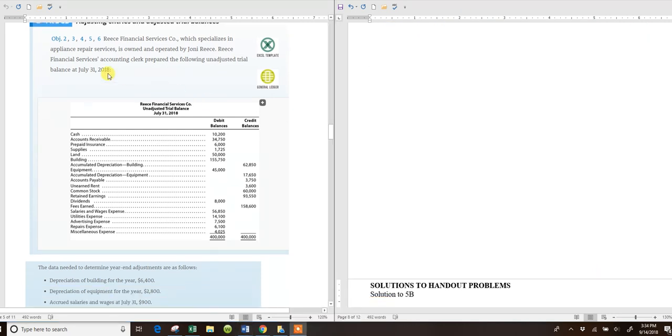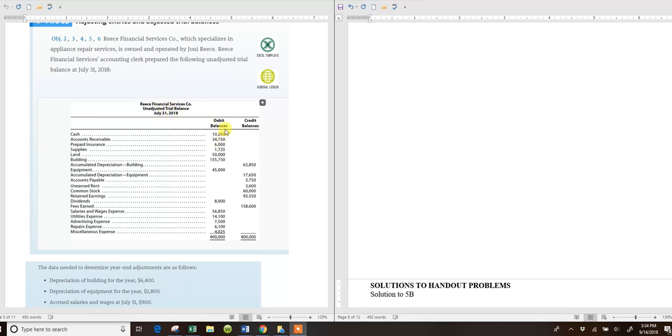Okay, so problem 5B, we have Reese Financial Services, which specializes in appliance repair services. That makes no sense that they're called Reese Financial Services and they specialize in appliance repair, but anyway, is owned and operated by Joni Reese. Reese Financial Service's accounting clerk prepared the following unadjusted trial balance at July 31st. So it makes me think they forgot to change the account name or the title of the company.